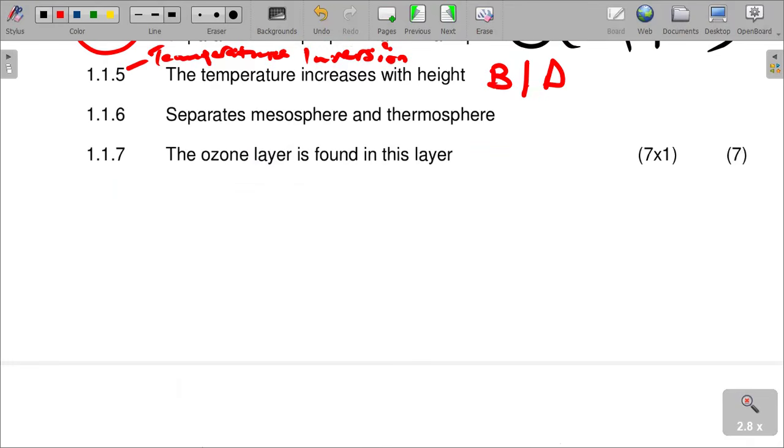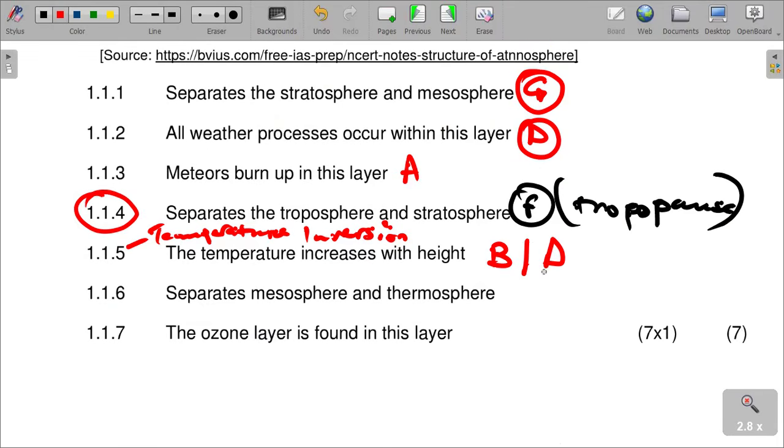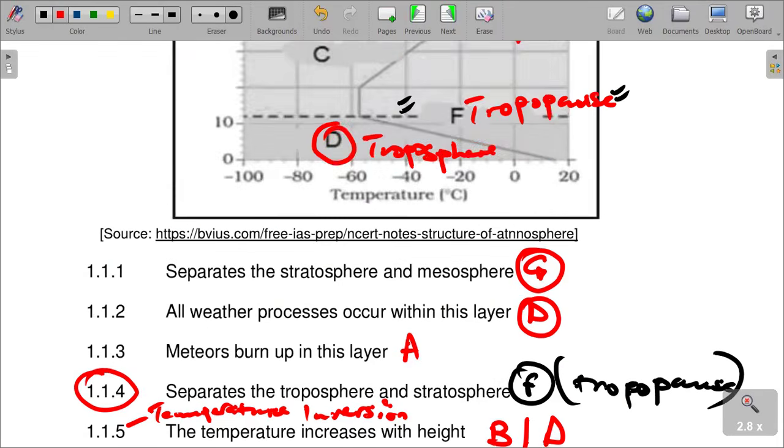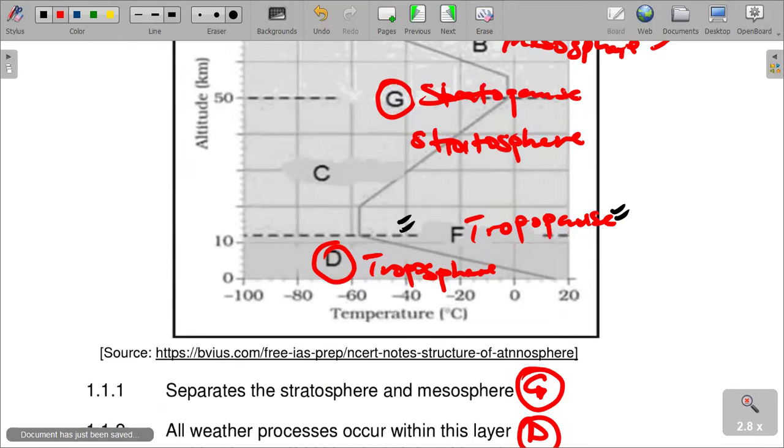Number six: what separates the mesosphere from the thermosphere? Mesosphere and thermosphere, you see that they are separated.